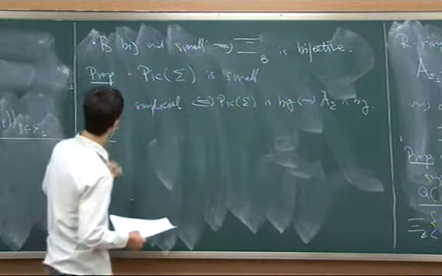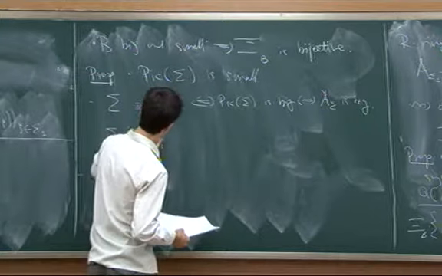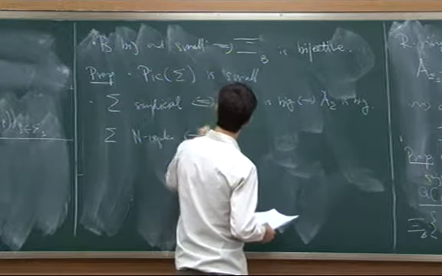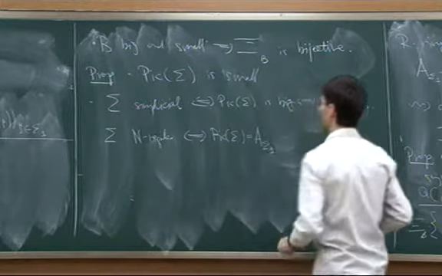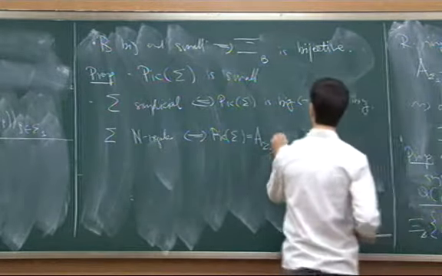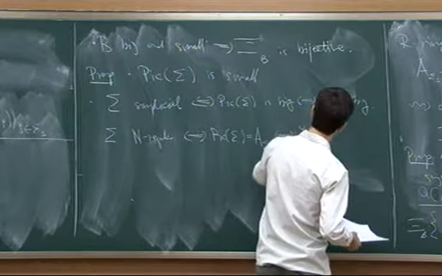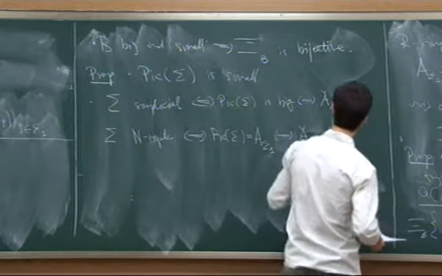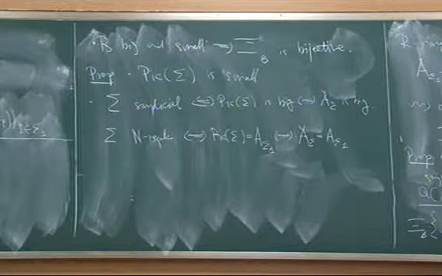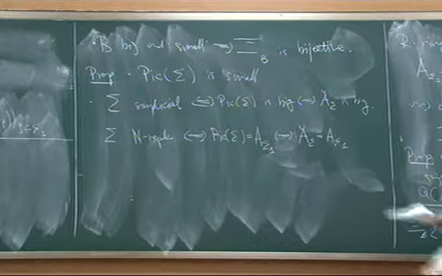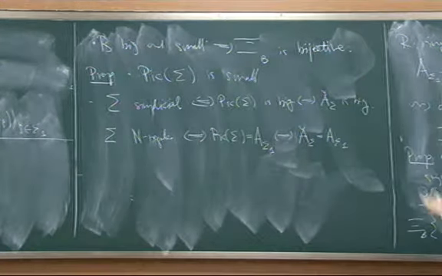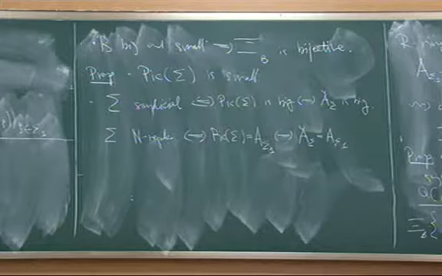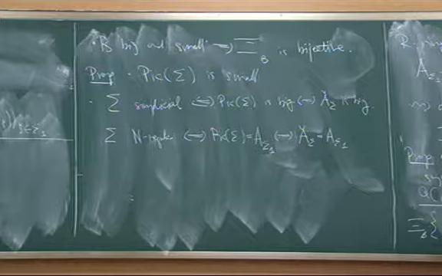The last statement, the fan is n-regular if and only if the Picard group equals the group A, if and only if A equals A. So in particular, we see that we have a subgroup that is big and small if and only if the fan is simplicial. So this whole thing applies only to simplicial toric schemes.